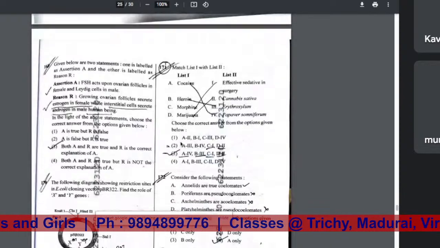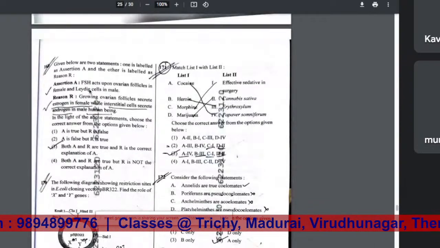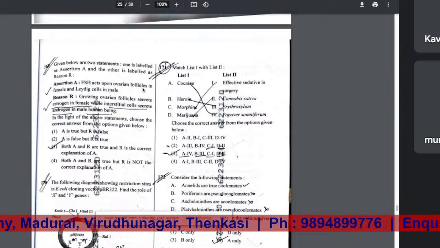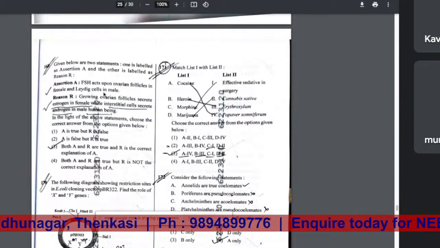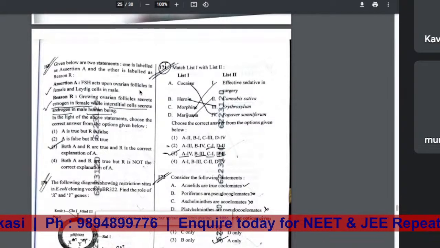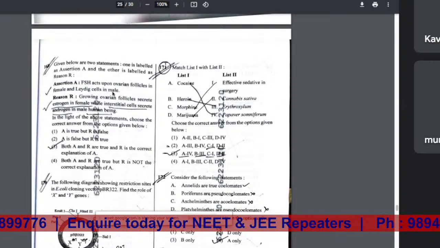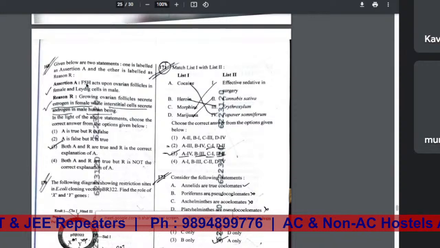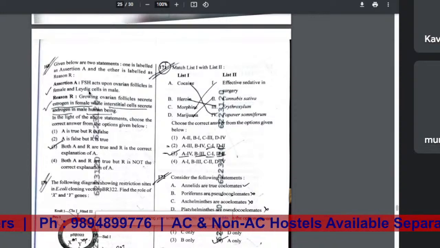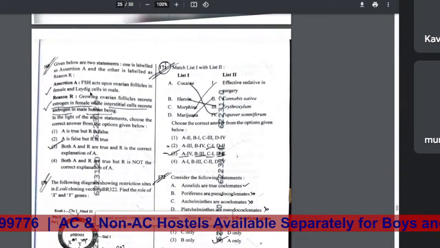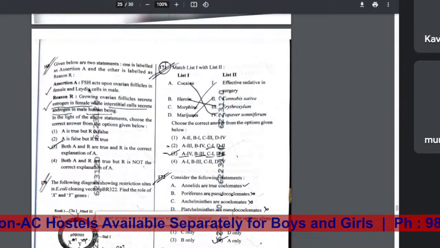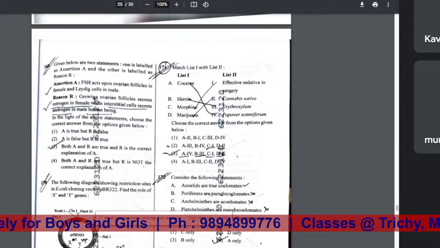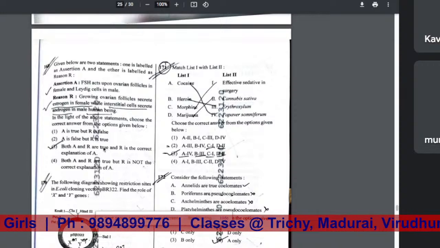Given below are two statements. Here, if you look at the assertion, they are saying FSH acts upon the ovarian follicles in females and Leydig cells in males. This assertion itself is wrong, because FSH does not act on Leydig cells, but it acts on Sertoli cells. ICSH acts on Leydig cells. So the assertion is false. The moment you know that, you have only one option here.